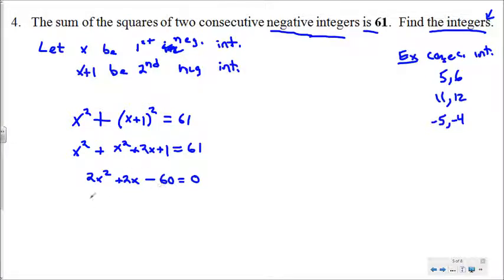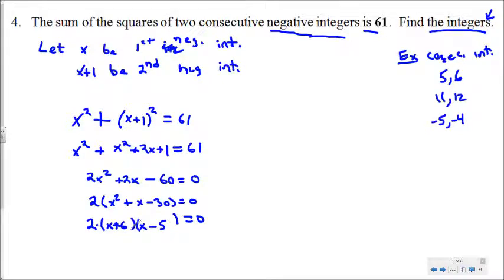So now I'm going to go ahead and factor. Well, notice there's a greatest common factor of 2, so I'll pull that out. I have 2 times (x squared plus x minus 30) equals 0. Then I'll factor what remains, because it can factor again, and I'll get x plus 6 times x minus 5. And I'll apply the zero product property.